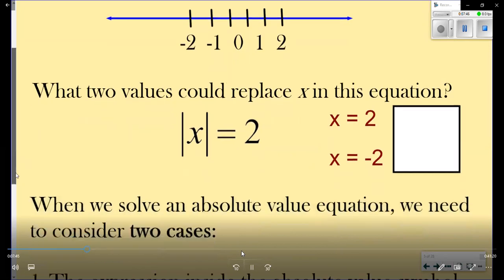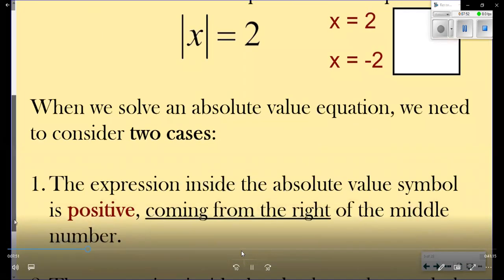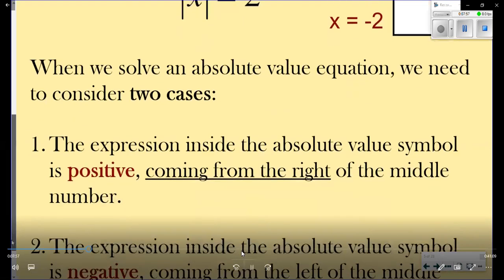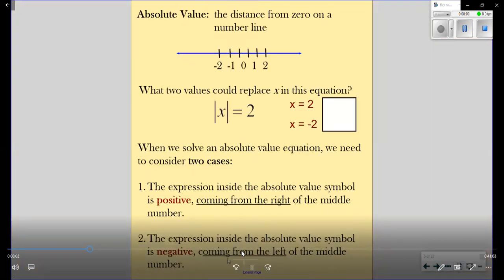So when we solve an absolute value equation, we need to consider two cases. The expression inside the absolute value symbol is positive, coming from the right side of the middle number, and the expression inside the absolute value is negative, coming from the left of the middle number. So when you deal with absolute value equations, always remember that there are going to be two possible answers. Not one, two possible answers. Because whatever is inside the absolute value symbol, if it's negative, it's going to turn out positive. If it's positive, it's going to turn out positive.